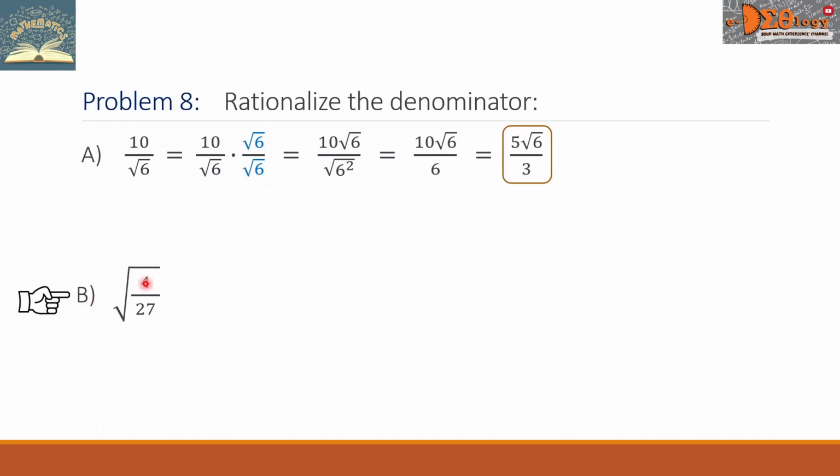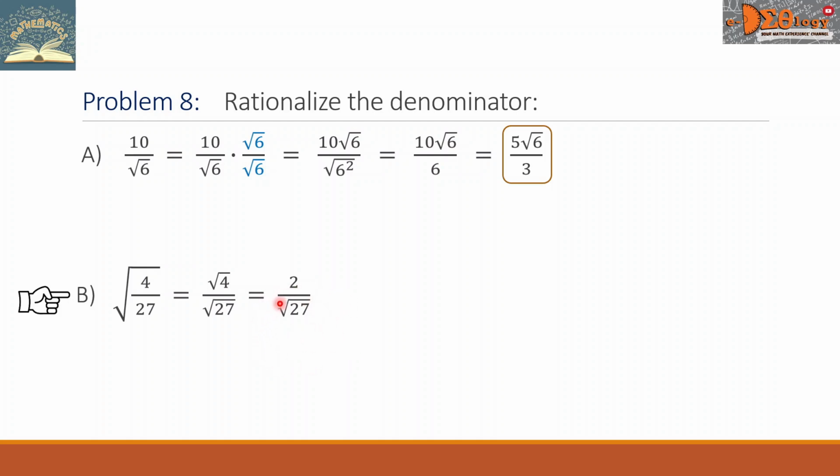Letter B, the square root of the fraction 4 over 27. By quotient property, we can distribute the radical to numerator and denominator, just like this. We can simplify the square root of 4 to be 2 over the square root of 27. Now we want to rationalize the denominator.